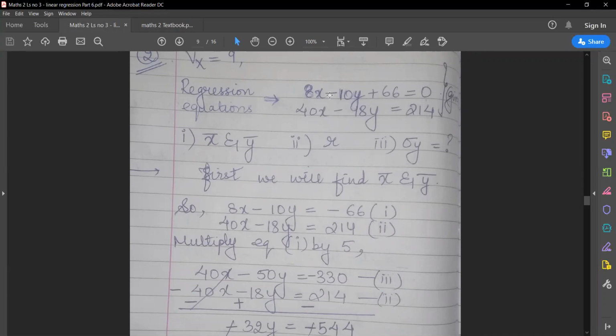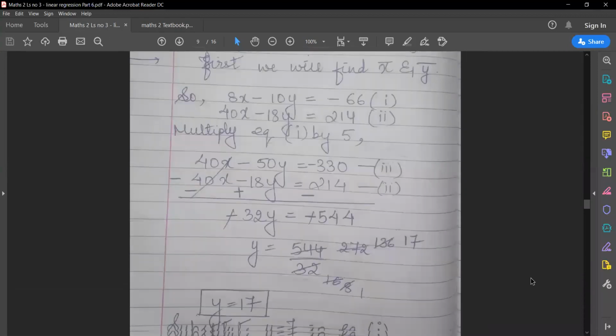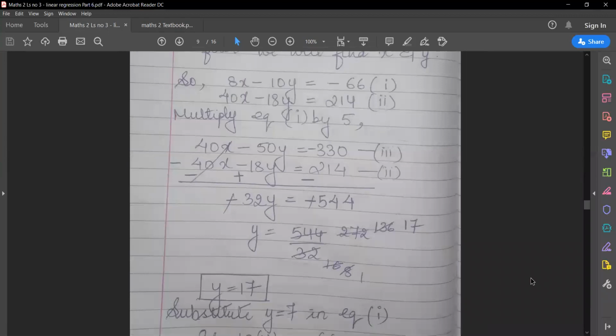So this equation was 8x minus 10y. I took 66 that side, so that became minus 66. The second one is already arranged, so there's no need to arrange it. Now I am making x same, so I have multiplied equation 1 by 5. So I got the third equation as 40x minus 50y is equal to minus 330. Again on subtracting, the signs are changing and I got the value of y to be 17.